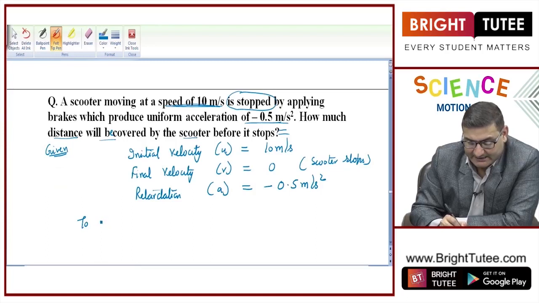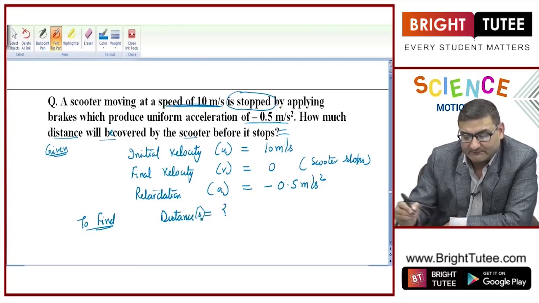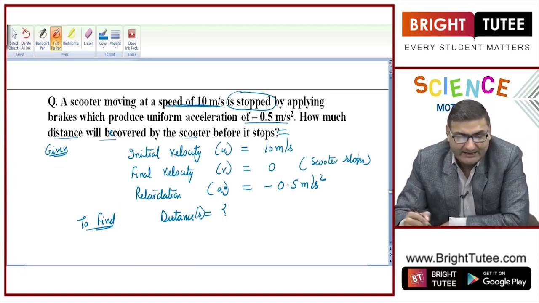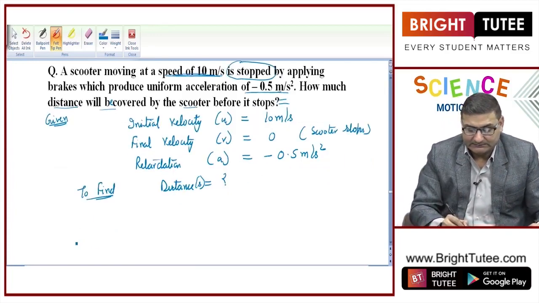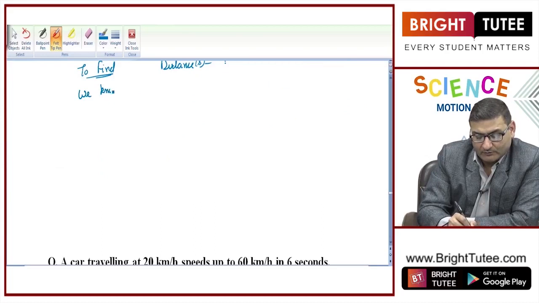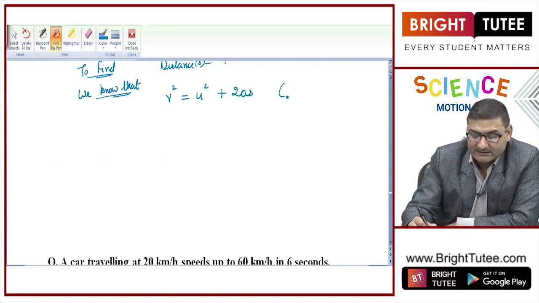Once again, I need to calculate or to find the distance travelled by this particular scooter. I need to calculate the value of small s. Now, u, v and a, I will be applying the third equation of motion. We know that v square is equal to u square plus 2as. This is our third equation of motion.